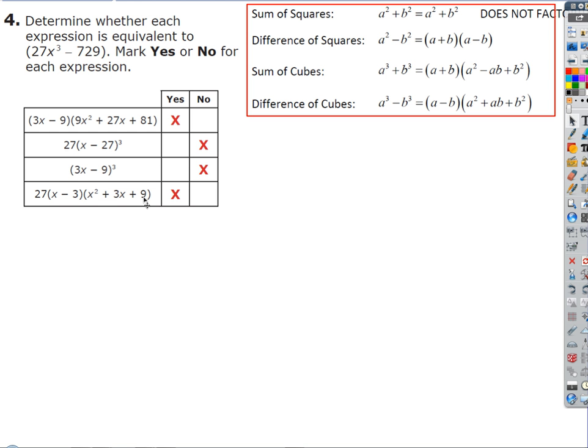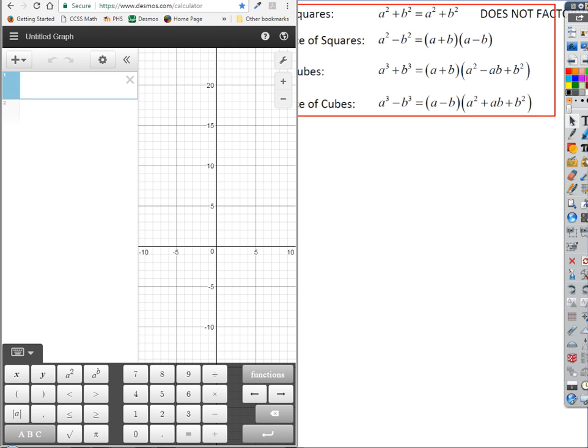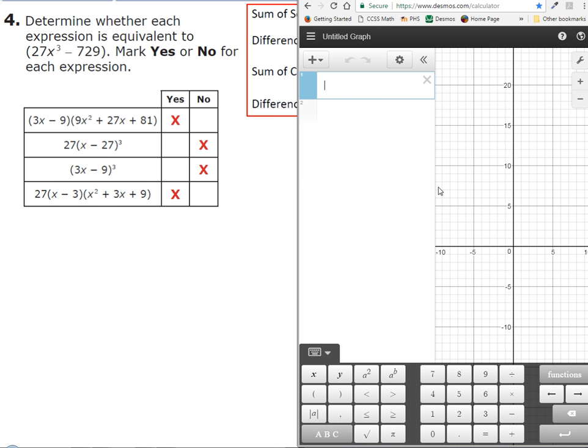The other thing I could do with Desmos that's pretty cool, it's really handy actually. Let's call this first one f of x. I'll tell you why in a second. So I'm going to define this as f of x equals, and then put in the original expression, 27x cubed minus 729. And it graphs it for me.